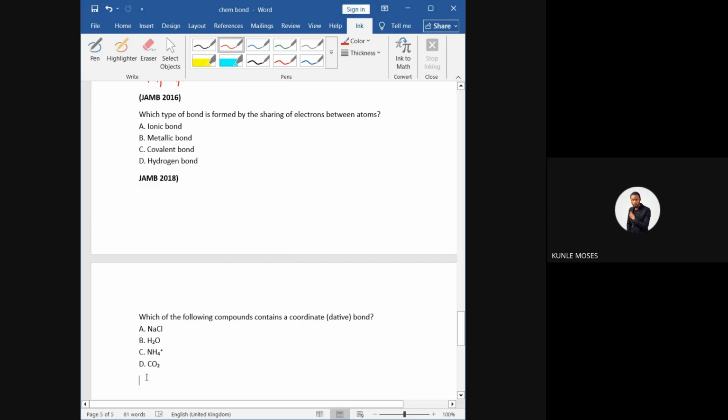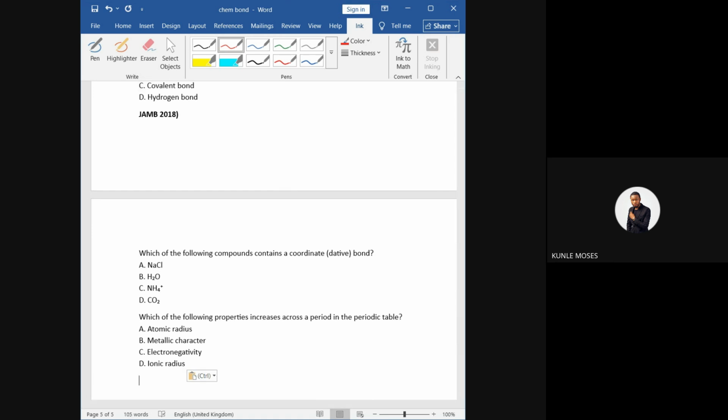Do you guys still remember this question? I saw it now. I remember I taught you guys, and I gave you a table. Do you guys still remember? What's the answer, Gift? Atomic radius increases across a period. Are you sure? Wait. Across a period there is electronegativity, sorry. Electronegativity. So, A is the answer to this question.